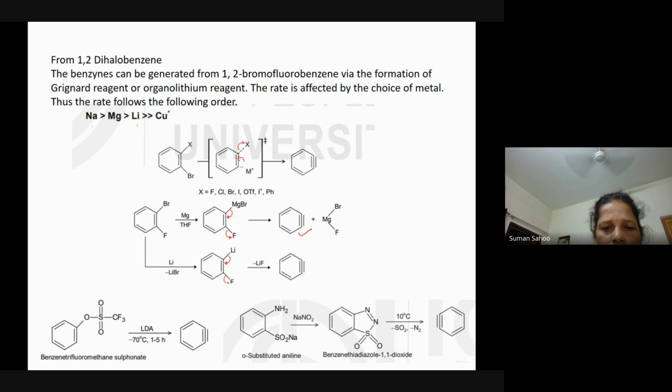Okay, there are different methods also. LDA is nothing but a base, lithium diisopropylamide. This is a very strong base, so it can remove this proton, so that you get this kind of reaction. And in this case also, first would be the formation of N2 plus, your diazonium compound. So now this diazonium compound can form a ring compound, which again can be decomposed to give your benzyne intermediate.